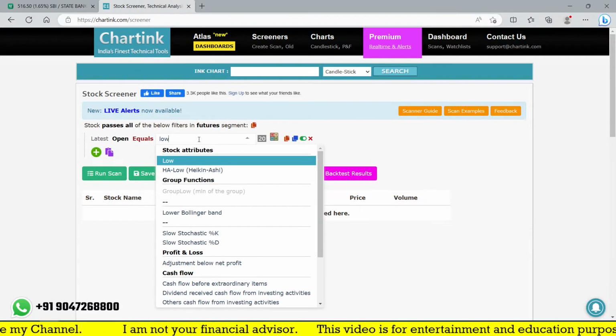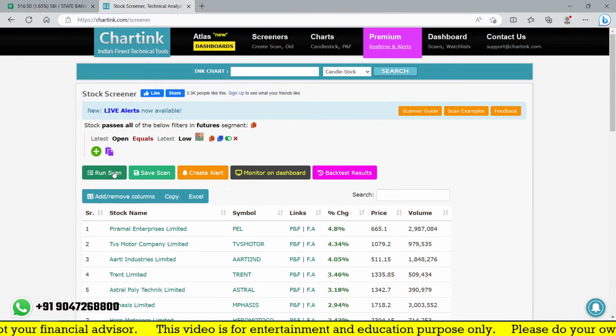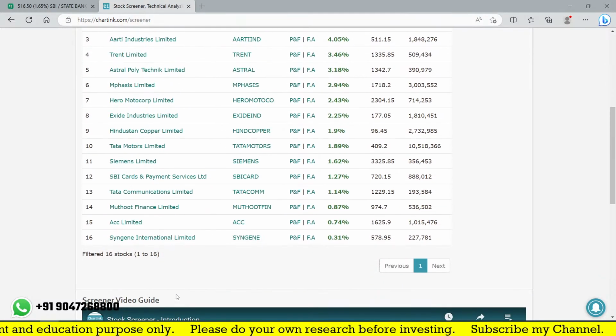Open equals low, just that. Today this many stocks are forming an open low. From the beginning, almost 16 stocks are forming an open low today. So these are all the stocks in the list, and within a minute we can get the stocks.